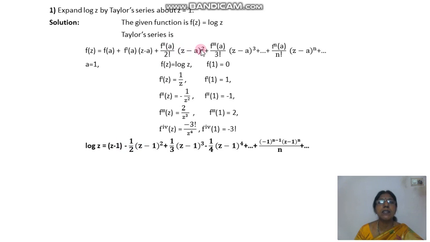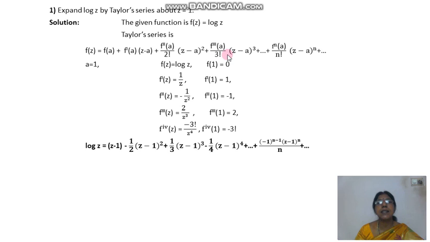Next term z minus a whole square by 2 factorial, which means 2. So z minus 1 whole square into 1 by 2. What is f double dash a? F double dash 1 is minus 1. Therefore minus 1 by 2 into z minus 1 whole square. Then what is f triple dash a? A means 1. F triple dash 1 is equal to 2. Substitute here. 2 by 3 factorial means 6. So 2 by 6 becomes 1 by 3. Then z minus 1 whole cube and so on. Okay? This is the required Taylor series. So this is Taylor series about the point 1. Z is equal to 1 means about the point 1. Let that point be a is equal to 1.